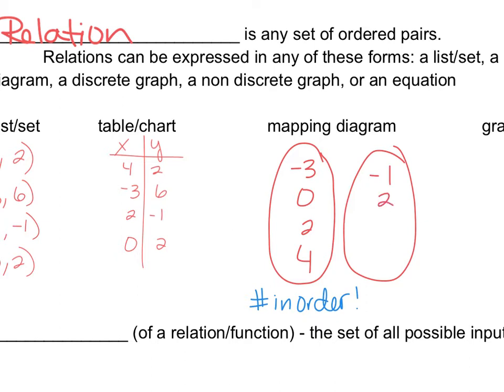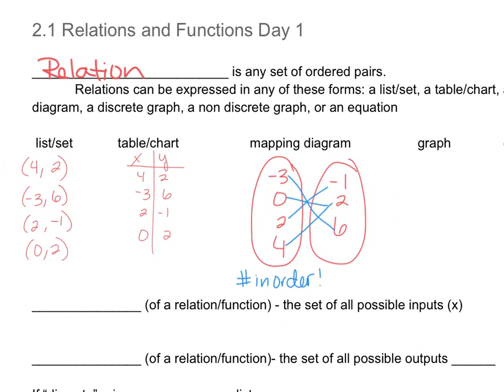And then 6. Okay, so now here's where the fun part happens. You just get to connect them. That first point, 4, 2, you would do it like this. -3, 6 would be right there. 2, -1, and 0, 2. As you notice, 2 has two lines on it. That's okay. It is perfectly fine. That's actually how you do it.